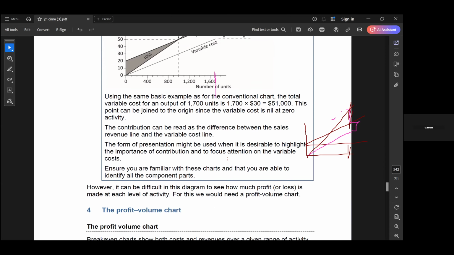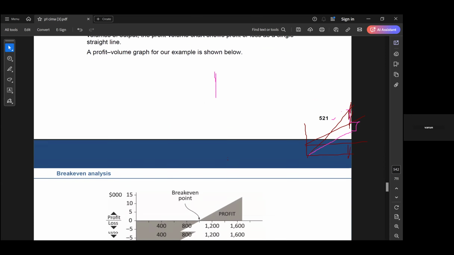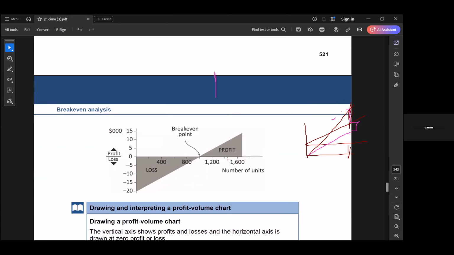Next chart, the profit volume. Here's a more interesting chart. They are saying let's look at profit and at what volume the profit is going to be. Here the figures will become negative also, because profit at 0 is minus 20, the fixed cost. So you have a point here. Then the profit at say 1700 is 14,000, right? So you have this point.